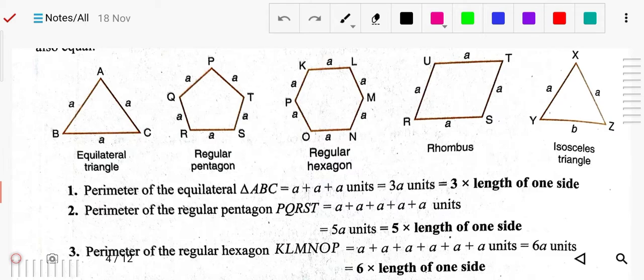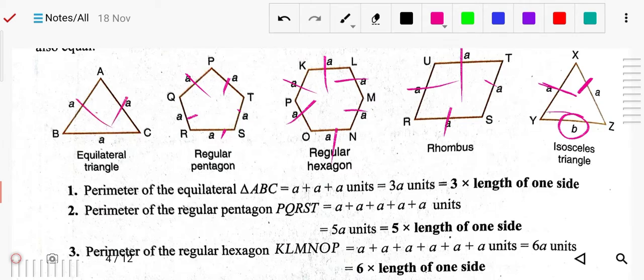Like pentagon, how many sides? 1 2 3 4 5 sides. Hexagon, 6 sides. 1 2 3 4 5 6 sides. Rhombus, 4 sides. Likewise in the isosceles triangle we know that only two sides are equal and another will not be equal. In a triangle three sides are there. So likewise we will find the perimeter of the different kinds of polygons.